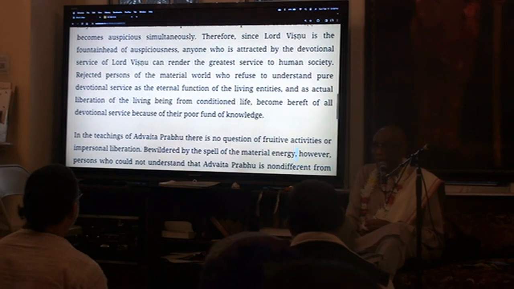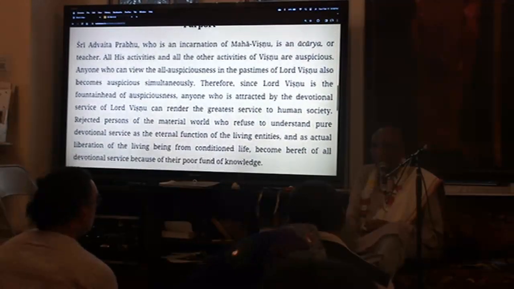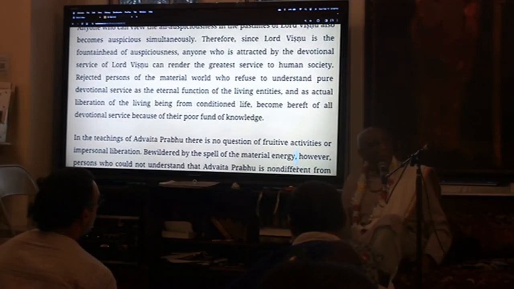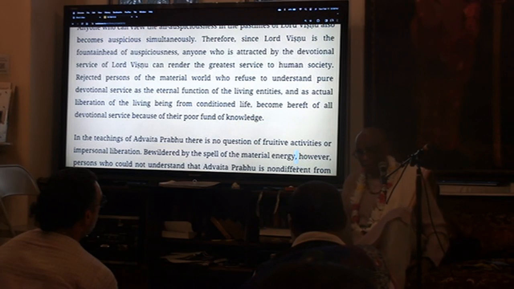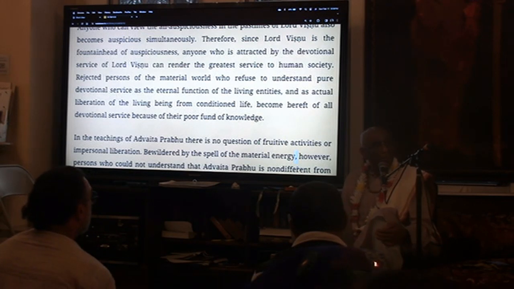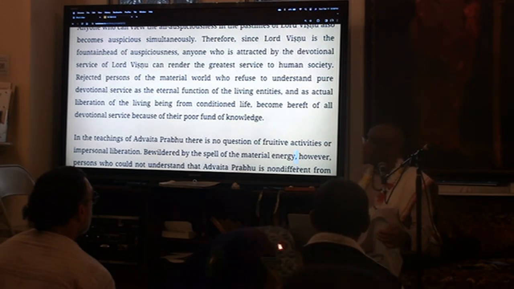Srila Prabhupada is explaining this very succinctly, very deeply. If you can understand the auspiciousness of Sri Advaita Acharya, we can enter into what it means to be really auspicious. What is something that is auspicious? What does auspicious mean?